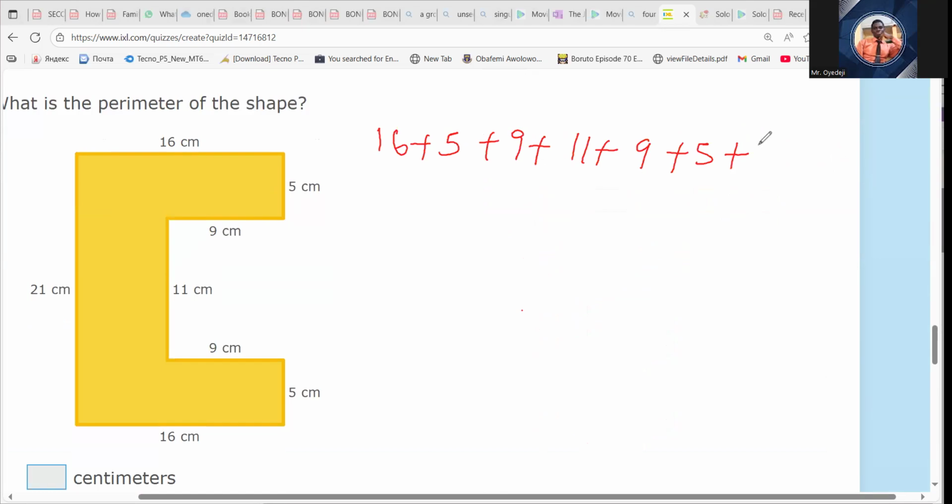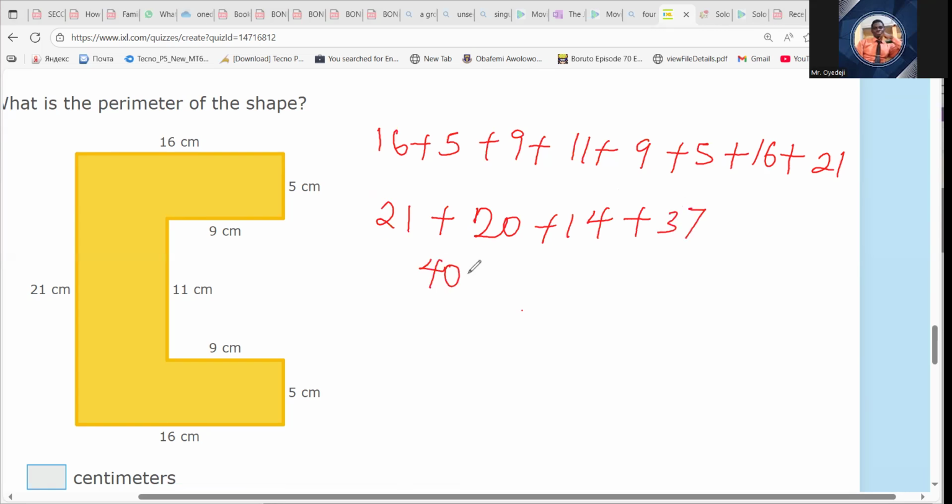plus 16 plus 21. So I have 16 plus 5, 21. 9 plus 11, 20. 9 plus 5, 14. 11 plus 16. Sorry, 16 plus 21. That's 6 plus 1, that's 7. 2 plus 1, that's 3. So we have 21 plus 20.